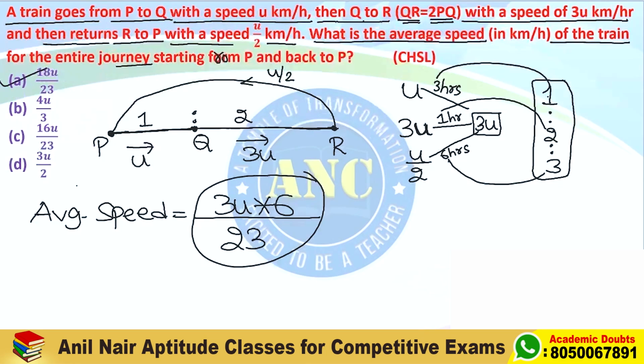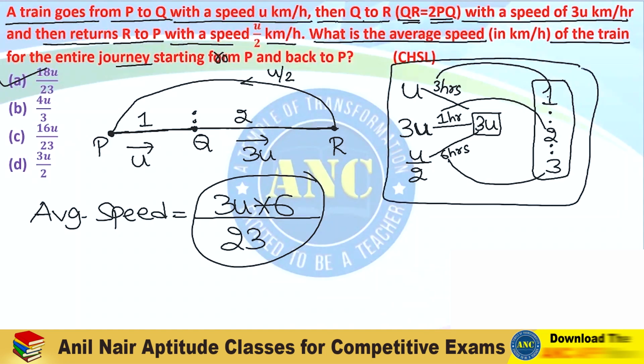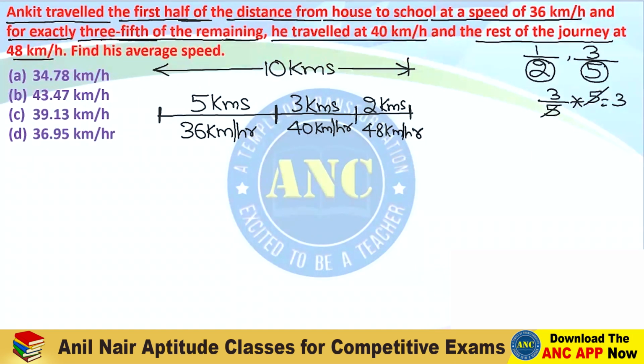You can write it like this. In fact, like this you can write it, but because I have written the diagram already horizontally, let me try to do it like that itself. Now see here, the ratio of the distances is 5:3:2. Distance ratio, we know it as 5:3:2. And I will assume the distance as LCM of the speeds, 36, 40 and 48. LCM will be 720 kilometers.